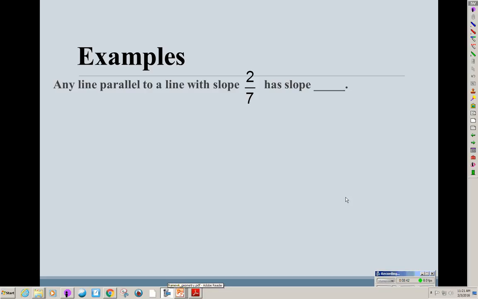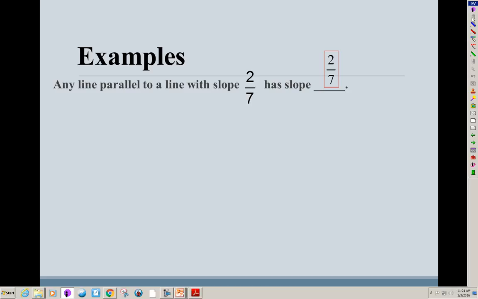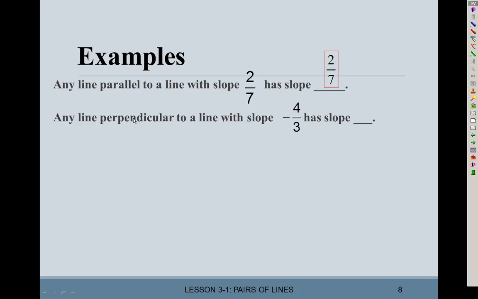So here's some more examples. What's the slope of a line parallel to a line with a slope of 2/7? Well, parallel lines have the same slope, so it's also 2/7. What about a line perpendicular to a line with a slope of -4/3? If it's perpendicular, you need to flip it and change the sign. Flip it and change the sign makes it +3/4.